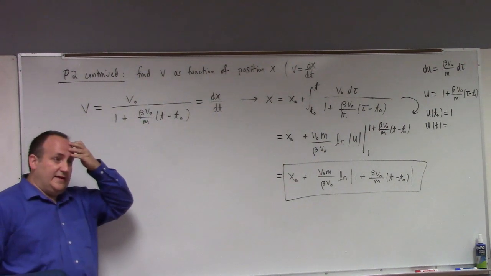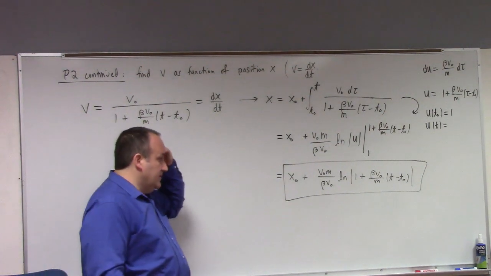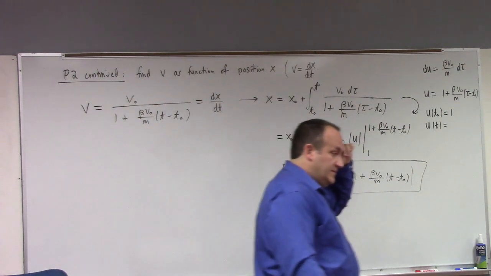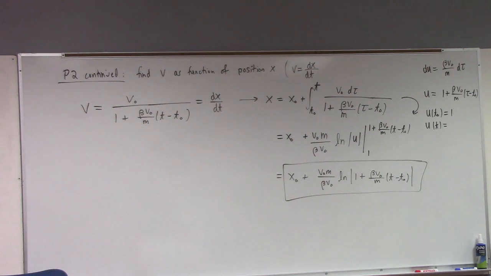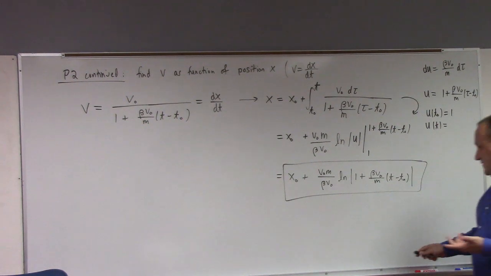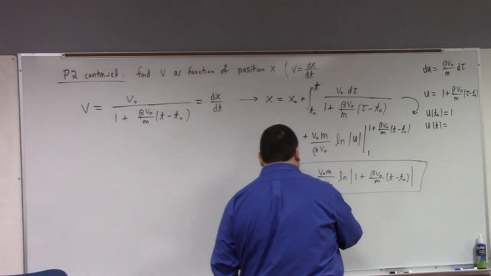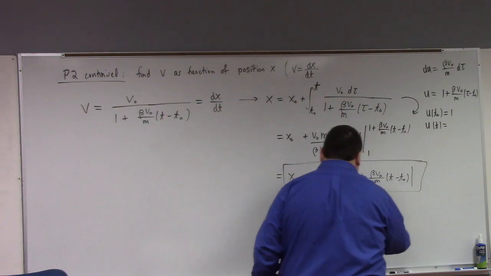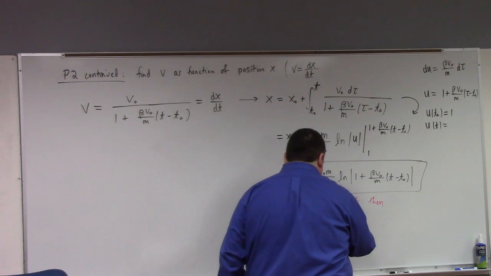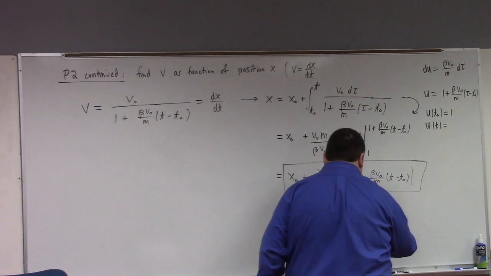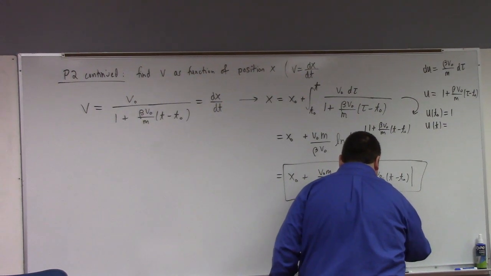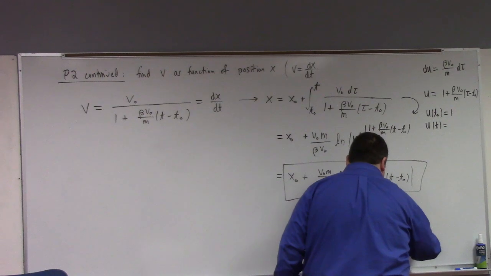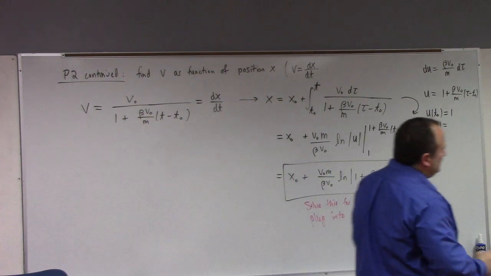So how would I find that now, with what's on the board? What do you need to do to find the velocity as a function of position? I've got position as a function of time here. I've got velocity as a function of time over here. We don't care about time, right? So what we could do is solve this for t, then plug into v equals v naught over 1 plus beta over m t minus t naught, I guess, right? Is that what I had? Oh, beta v naught.